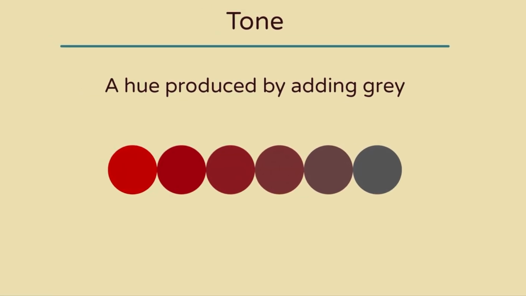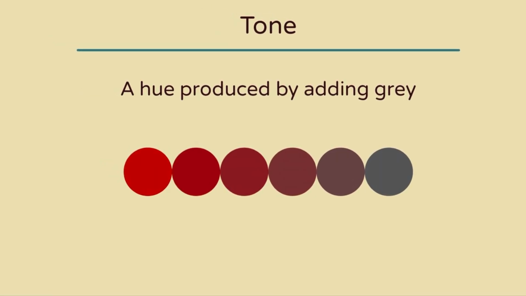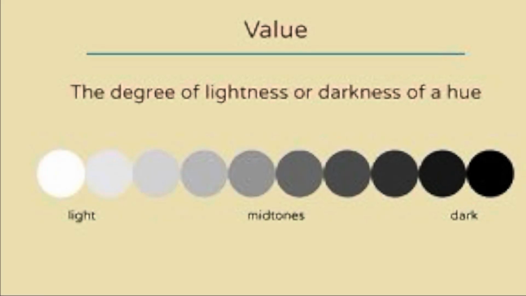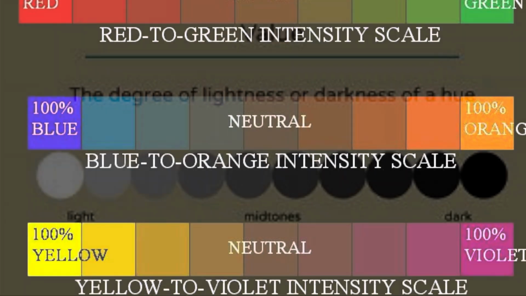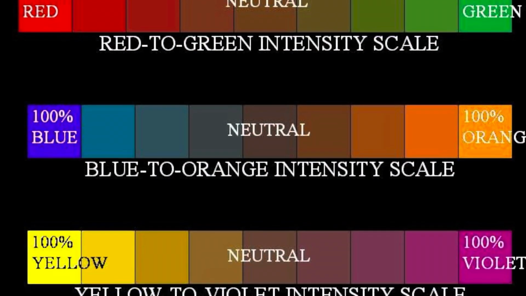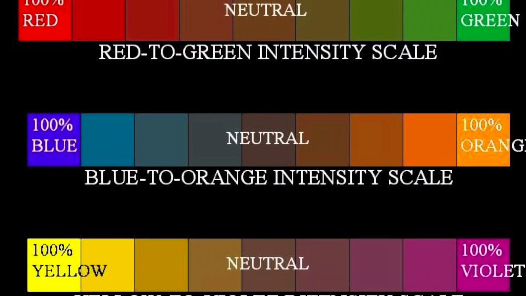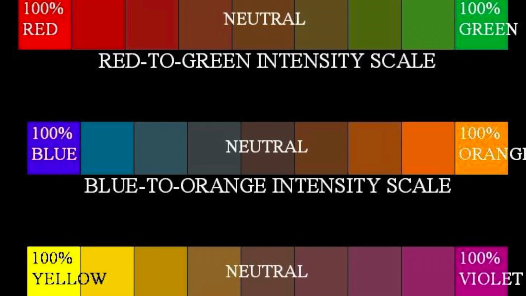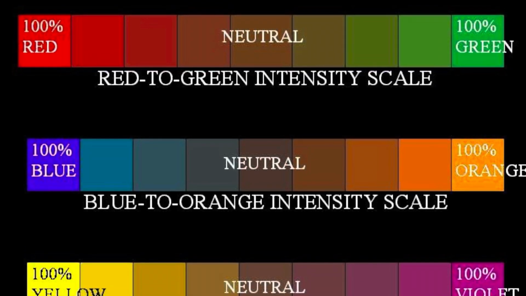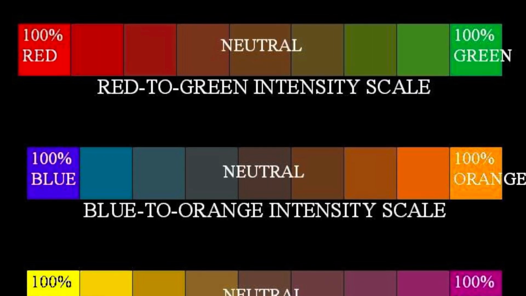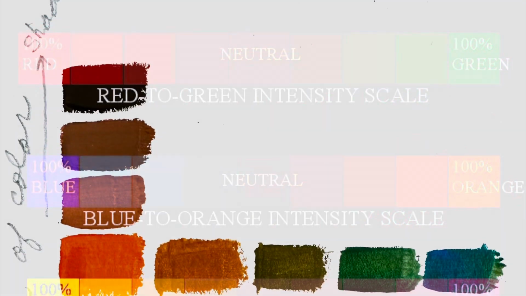The value of a color is the lightness and darkness of the color, achieved by adding black, white, and gray. The intensity of a color is the brightness and the dullness of the color. It is very different from the value of a color: value is dark and light, intensity is bright and dull.